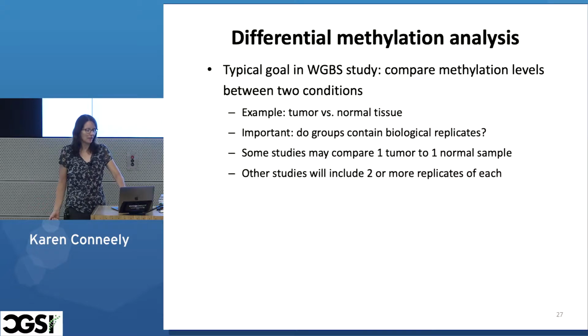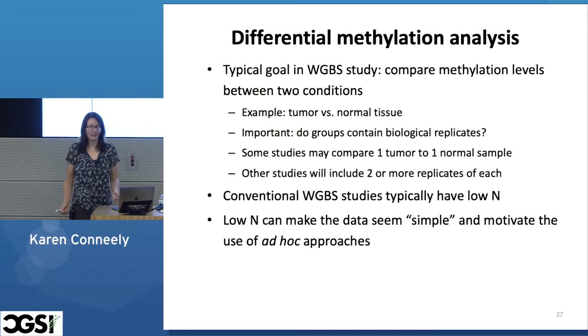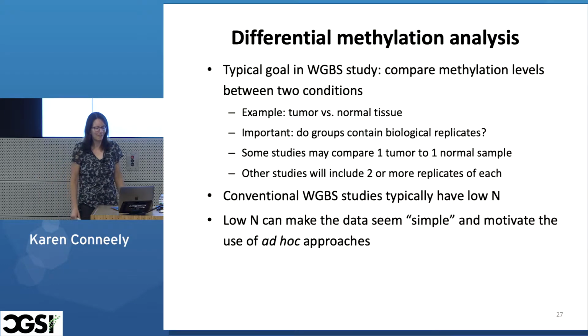So these are not large N studies. Because of this, because people get this data back that looks somewhat simple, and even though there are many CpG sites, the N is not very large, it seems like this may motivate the use of very simple approaches, which I'm calling here ad hoc approaches. So these would be things like Fisher's exact test or t-test. Because we have data that it's a very approachable data set.